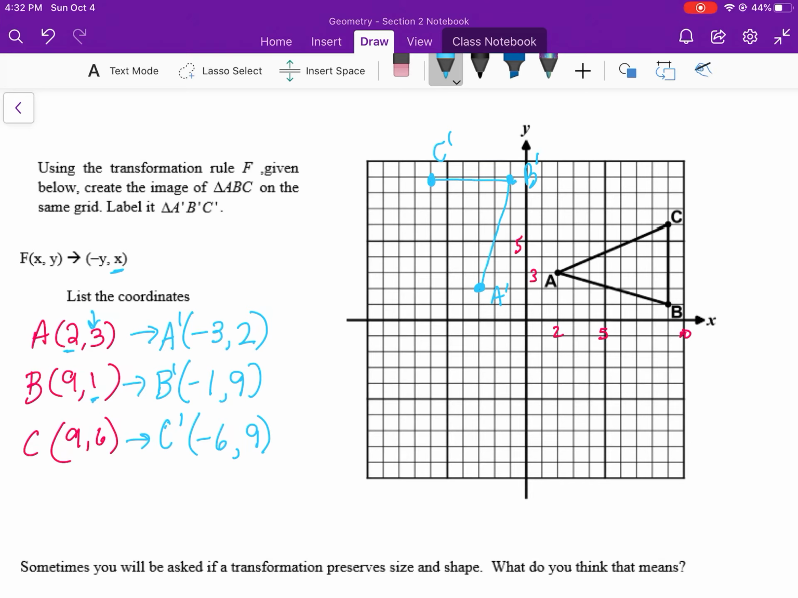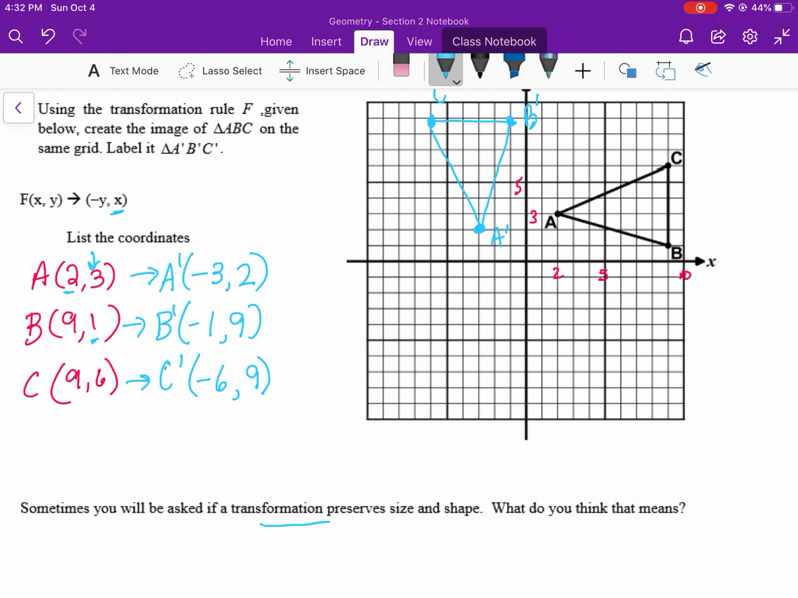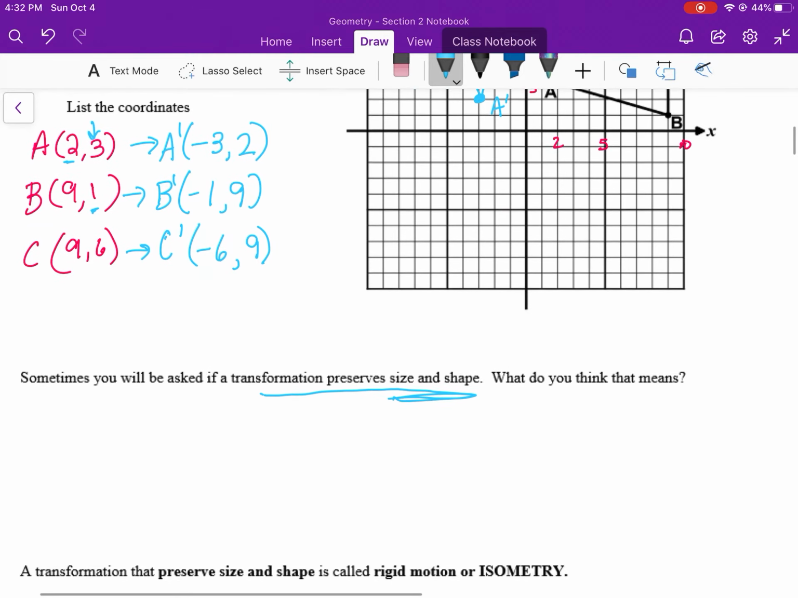It looks a lot like the old triangle, right? Just moved around. Notice the sides are still the same length. That looked like an isosceles triangle, and it still looks like an isosceles triangle. So basically, as I look here, it preserves size and shape. That means it's the same size and the same shape before and after. So this one did preserve size and shape.